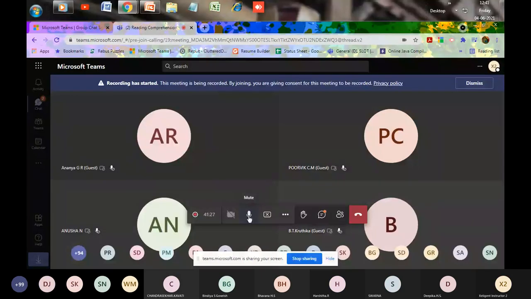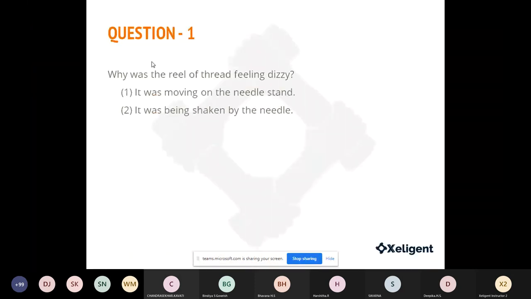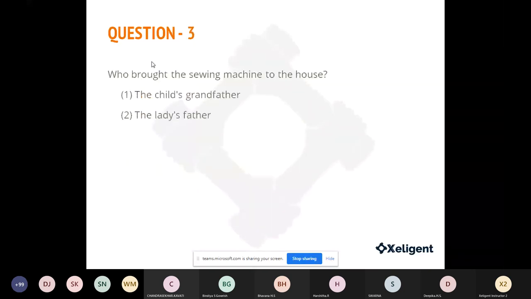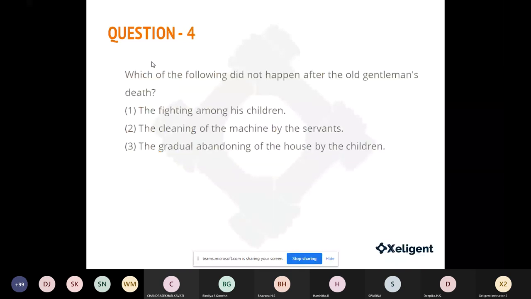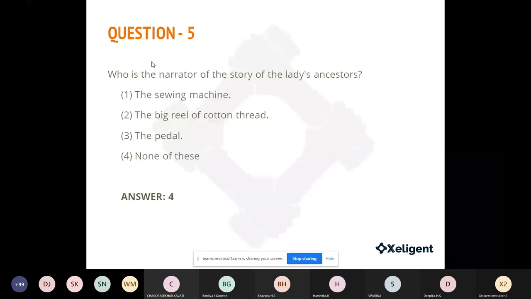Okay, so the correct answer is none of these. The correct answer for the question is none of these, because it was the old reel that was describing the lady's ancestors, how they were fighting with each other and how they split it across. So the correct answer is none of these, because we don't have the old wheel in the answer. So we are going for option 4, none of these.